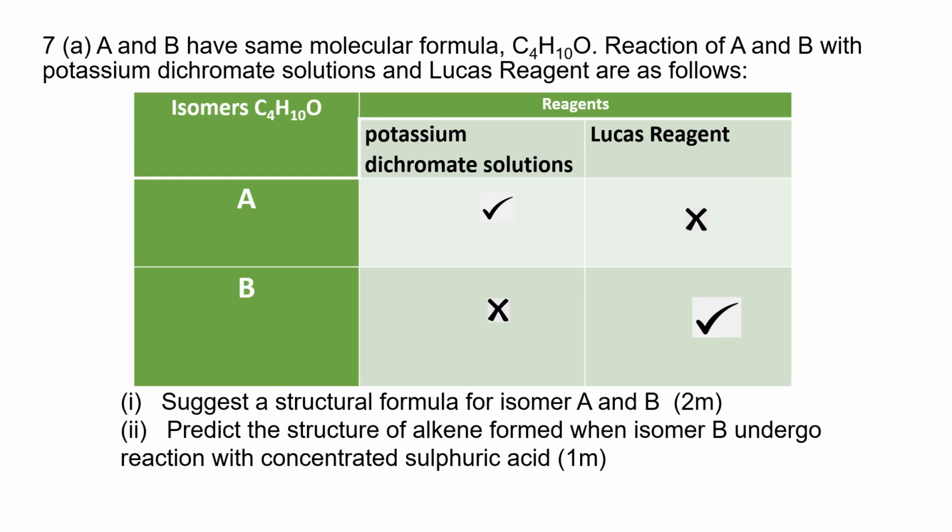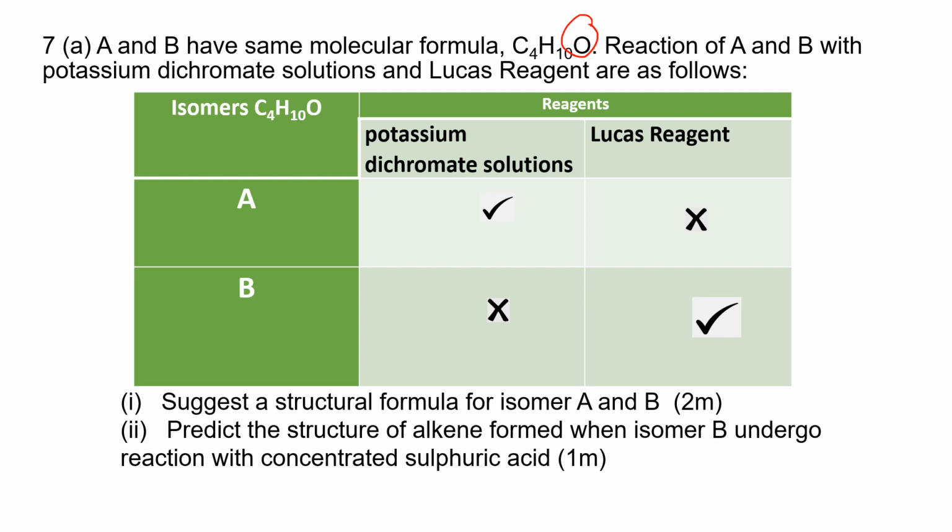7a, A and B have the same molecular formula C4H10O. Usually if we have one O, the answer may be an alcohol, an ether, or a carbonyl. From the number of carbon and hydrogen, we can predict that it is possibly an alcohol. The reaction of A and B with potassium dichromate solution and Lucas reagent are as follows.